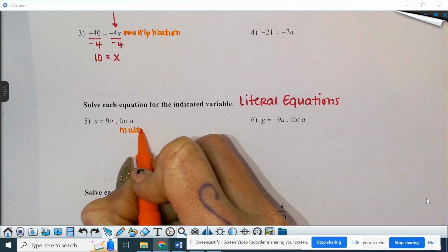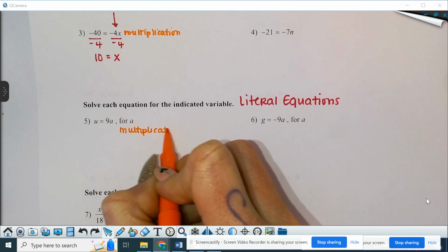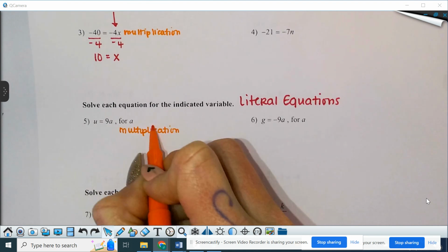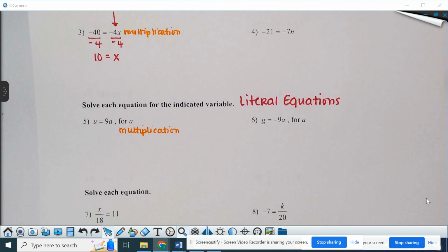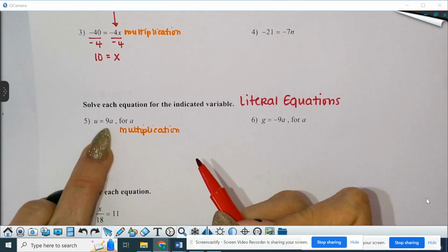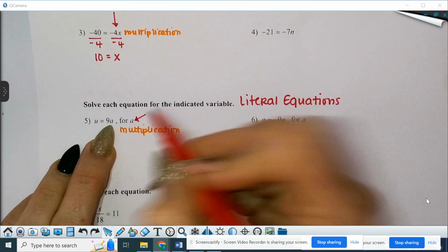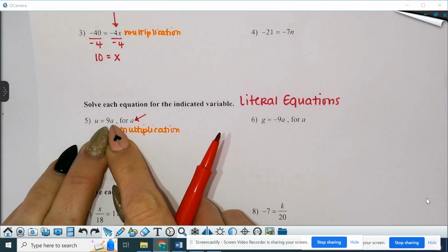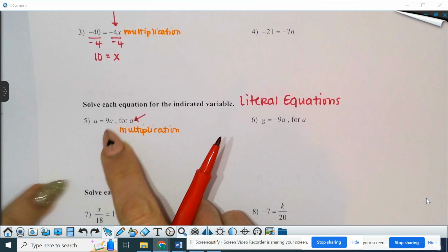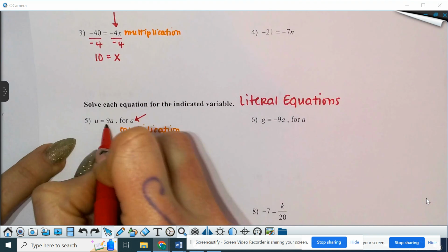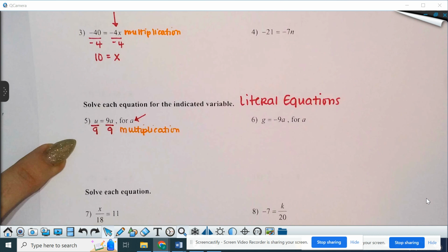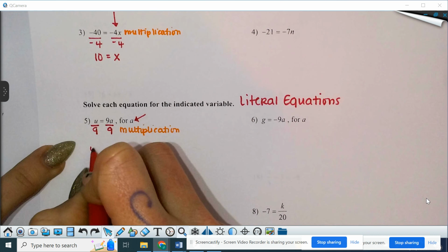So we're looking at a multiplication problem again. And the inverse of multiplication is what? Yep, exactly. So this is 9 times a. I want to solve for a, so I need a by itself. Anything attached to a has to be undone. So we're going to undo multiplication by dividing both sides by 9. Don't panic. So now I have u divided by 9 equals a.